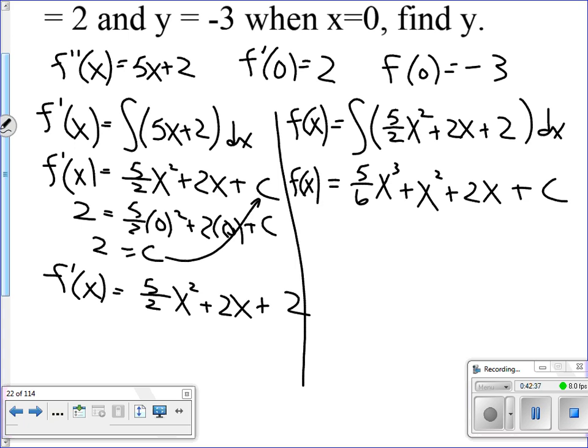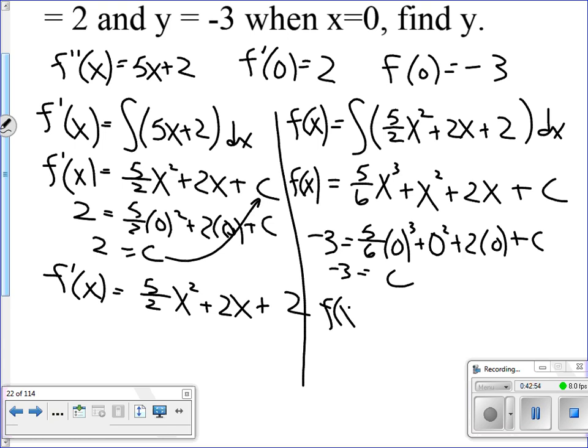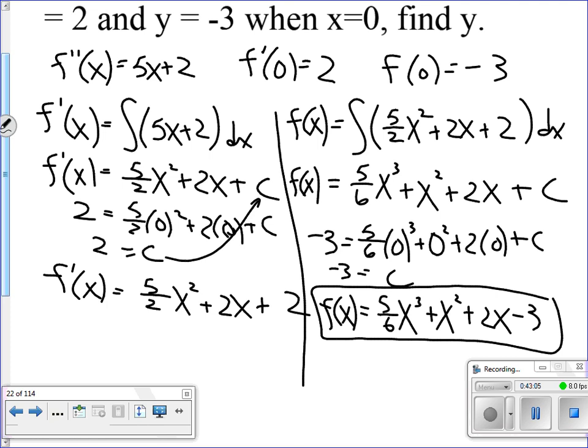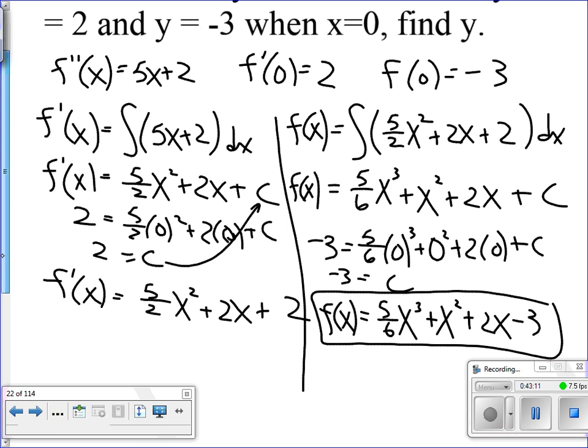Now we just have to get c for our function. So we plug in negative 3 for f of x, and we plug in 0 for all the x's. And that means that c equals negative 3. So our final answer is f of x equals 5 sixths x cubed plus x squared plus 2x minus 3. So when you integrate with an indefinite integral, which is what we've been doing, you are going to wind up with a plus c.